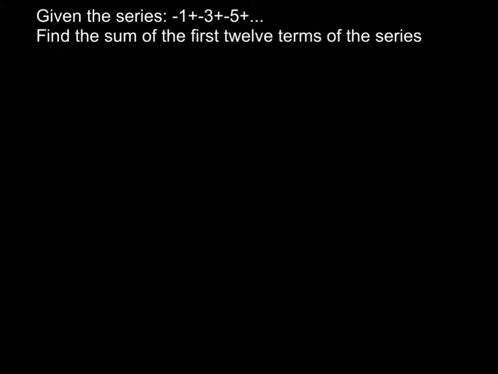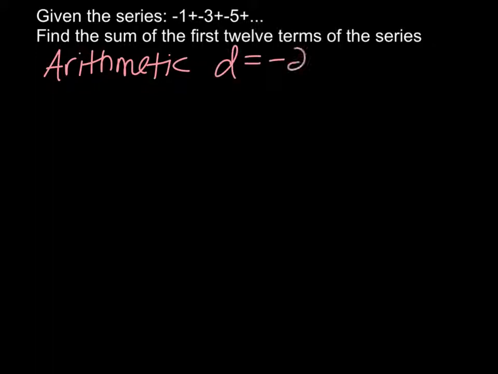Given the series negative 1 plus negative 3 plus negative 5 going on, this question is asking us to find the sum of the first 12 terms of the series. Well, we can tell that this is an arithmetic series because each time we are adding negative 2. There's a common difference of negative 2. The sum of an arithmetic series is n times a sub 1 plus a sub n all over 2.